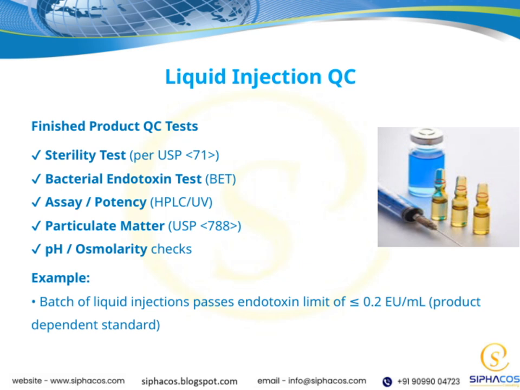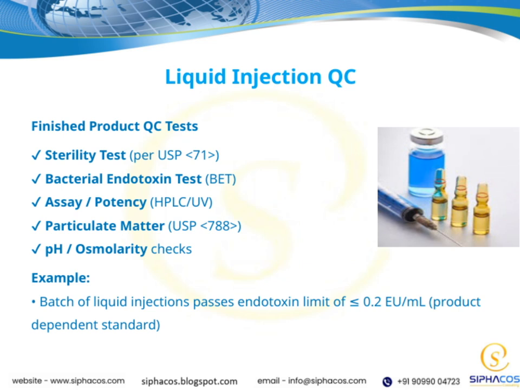We also perform assay or potency testing, often using HPLC or UV methods, to verify that the active ingredient concentration matches what we intend to deliver. Additionally, particulate matter testing per USP 788 helps us detect any unwanted particles that might compromise the product or cause issues during administration. Lastly, pH and osmolarity checks are performed to confirm the solution's compatibility with the body, ensuring comfort and safety for the patient.